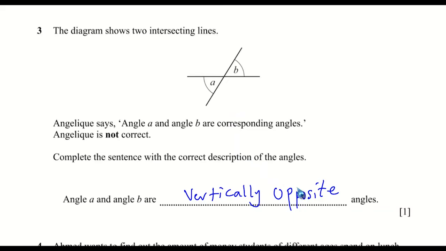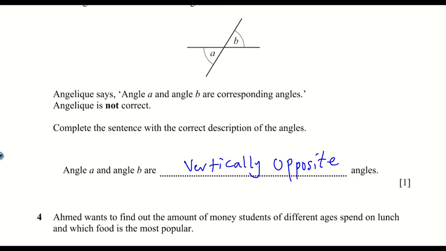So these vertically opposite angles are seen in letter X. If you look at this, it is a letter X, so you can see them. Another one you can have is this and this. They are also vertically opposite angles. So vertically opposite angles are seen in letter X. Let's go to the next question.